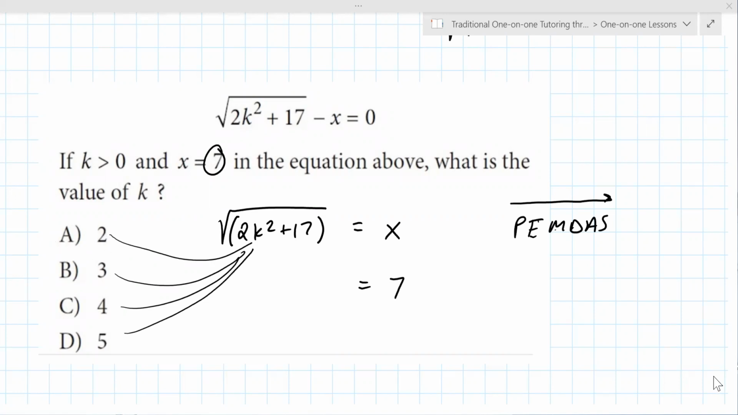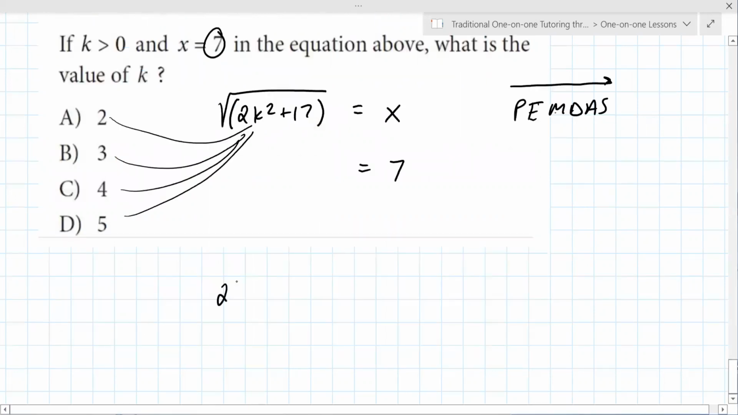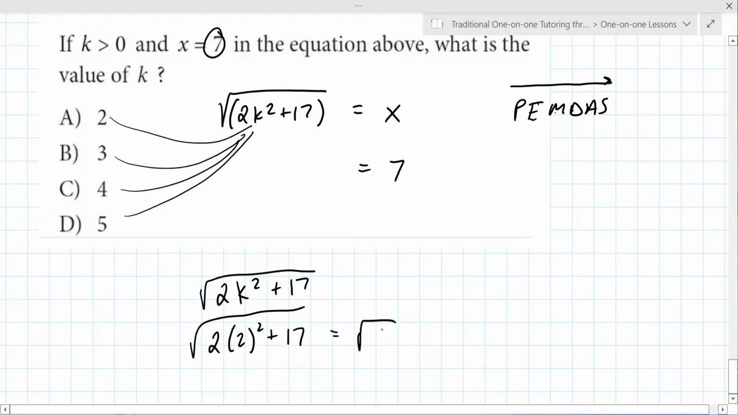Yeah, so let's look at these together a little bit here. This is just order of operations. So 2k squared plus 17. Let's just do it for 2. 2 times 2 squared plus 17. You have to square first. What's 2 squared? 4. 4 times 2 is 8 plus 17 is 25. So what is the square root of 25? 5. Okay, so it's got to be bigger than 2, but we know that.